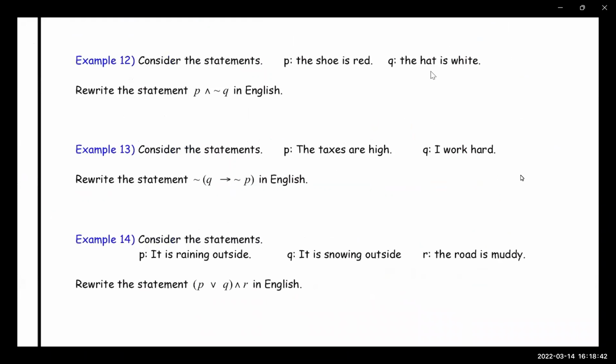All right, so this one says, consider the statements. You have P, the shoe is red, Q, the hat is white. Rewrite the statement in English, and this is the symbolic form. So how would we start off with P? You would just write P: the shoe is red. And then how would I write this in English?